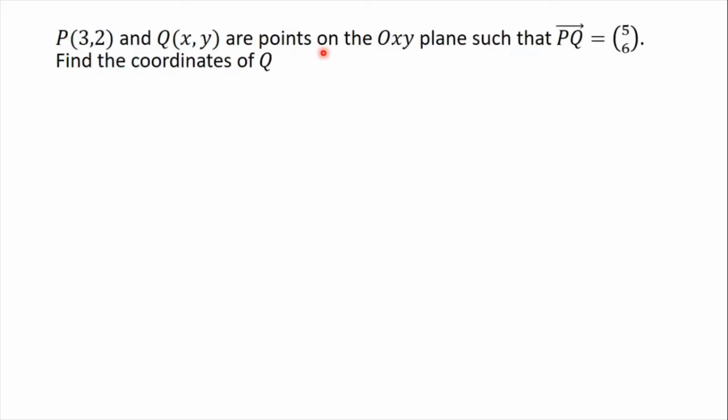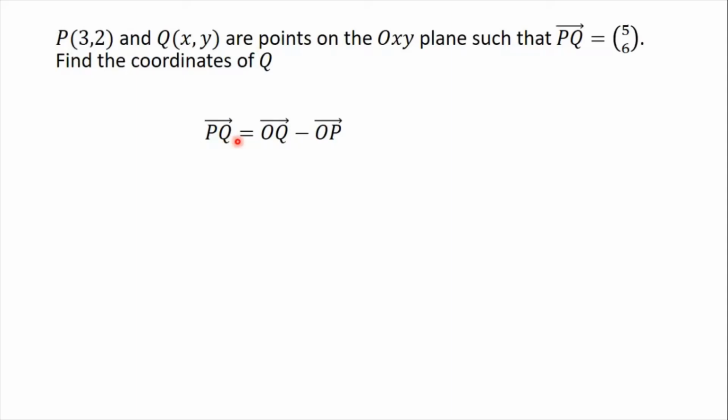Let's look at our last question. We are saying that the coordinates of point P are 3, 2, and the coordinates of point Q are x, y. These are points in the xy plane, such that the vector PQ is equal to 5, 6. We should find the coordinates of point Q. We know the xy plane. We have been drawing it a lot since we started studying bearing and vectors. The vector PQ is 5, 6. Find the coordinates of Q.